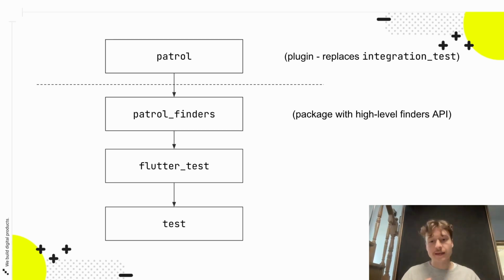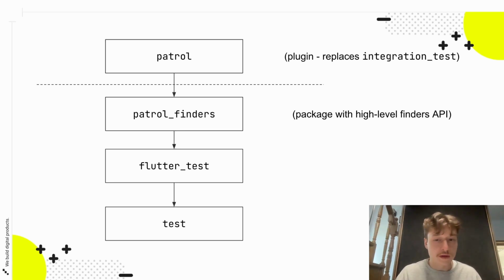Okay, so let's take a quick look at the architecture. So we have actually two packages, one plugin, which is Patrol, and it replaces integration test. It's all about this native integration. And also we have a Patrol Finders package, which is just a Dart package with a high-level Finders API. So you can use Patrol Finders in your widget tests, in your golden tests, anywhere where you would use Flutter test. And it's not related to native platforms at all. It's not related even to the platform.